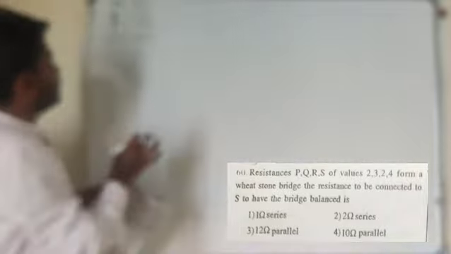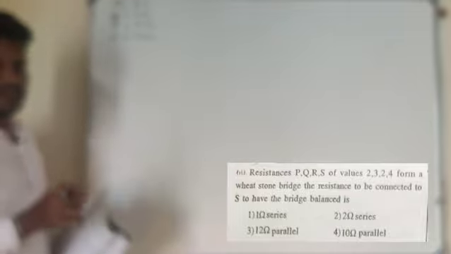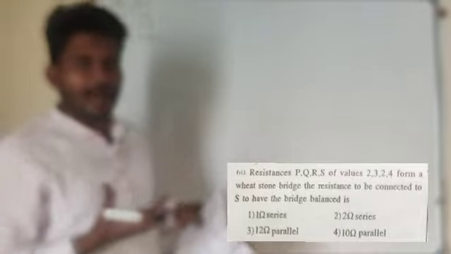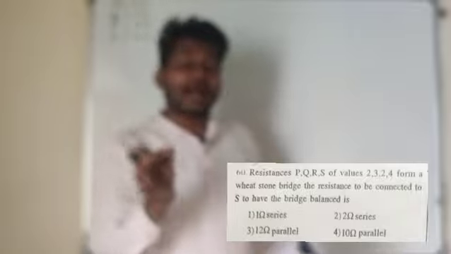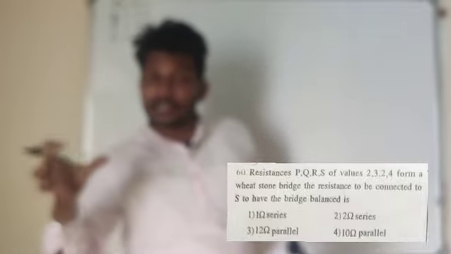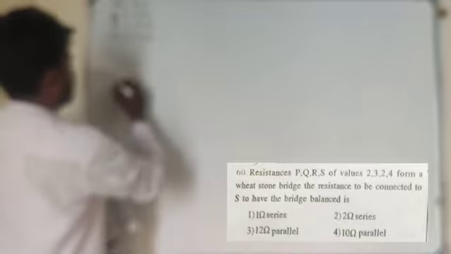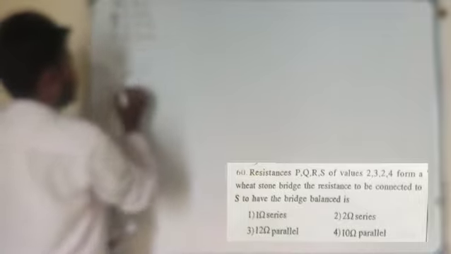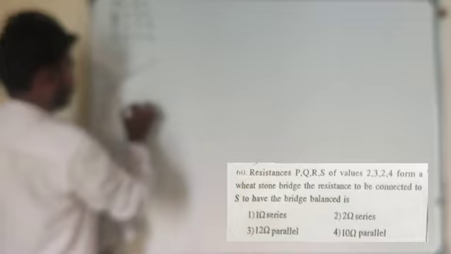For example, these are all the 4 resistances. Now the bridge is not balanced here, right? In order to balance the bridge at S, I have to find out what resistance I need to connect. For example, let me draw the bridge here. Roughly I will draw it.